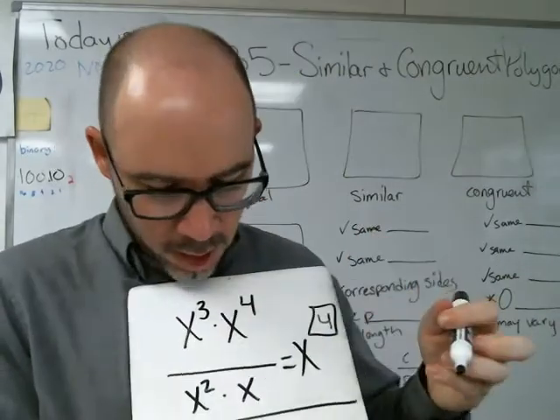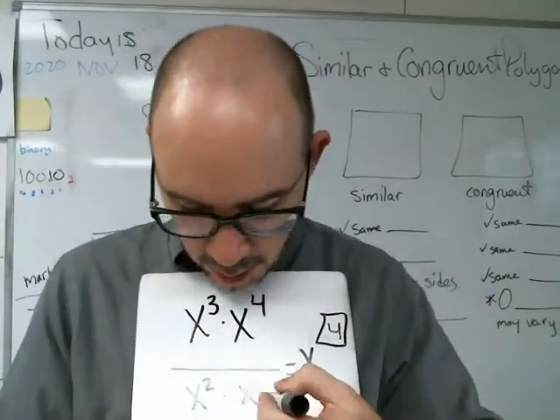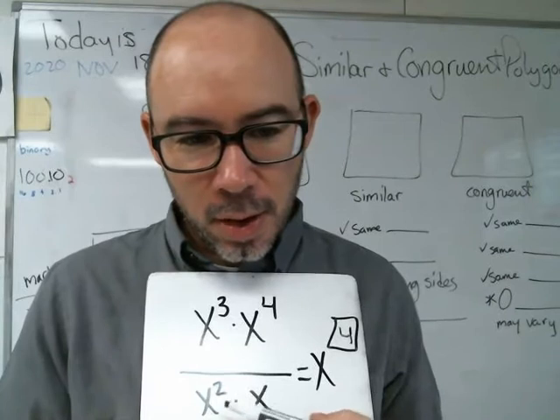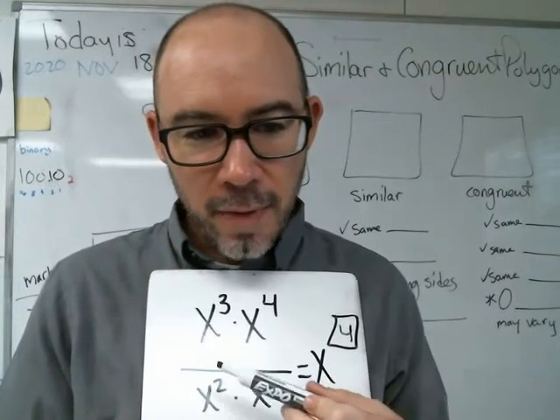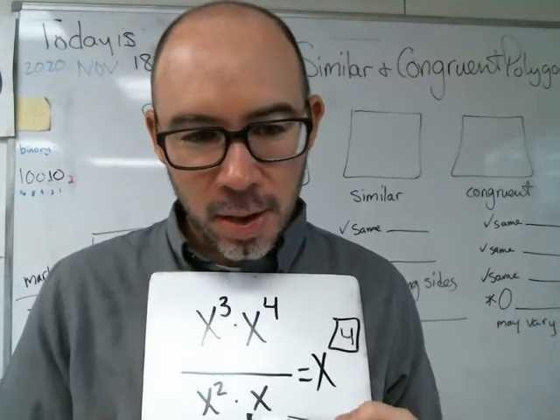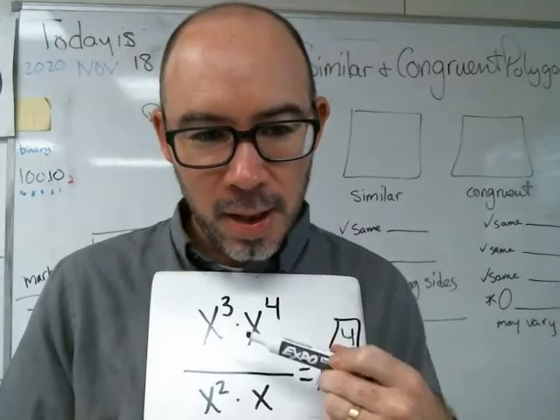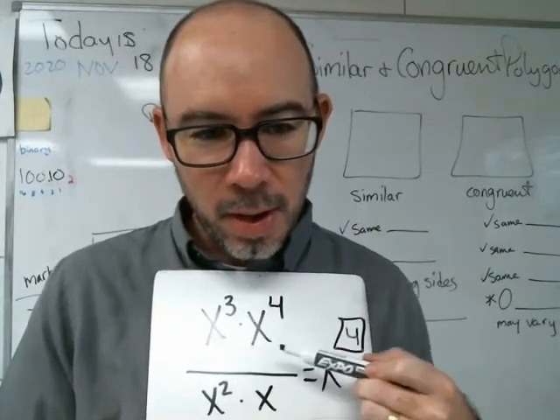All right. Now, one thing to see here is that the bottom stuff would add up together: 2 plus 1 is 3. You'd have an x to the 3rd on the top and x to the 3rd on the bottom. They cancel out, and this is the only part that would be left over.